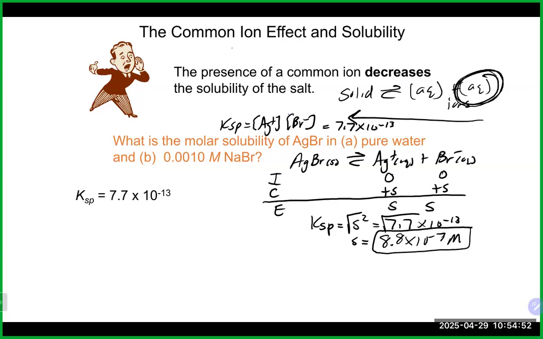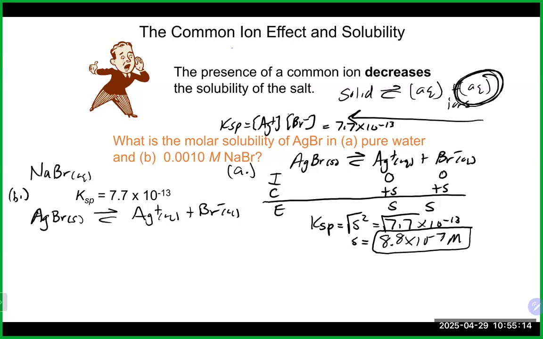So what's going to happen in this situation is, this was A, obviously, and here in B, we will still have our same equilibrium set up. But instead of being in water, we do have some sodium bromide, which is a salt, and it will break apart into a sodium ion and a bromide ion. And as you could probably guess, it is the bromide ion here that is our common ion that we're going to have with our equilibrium.